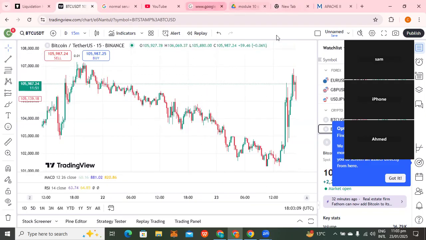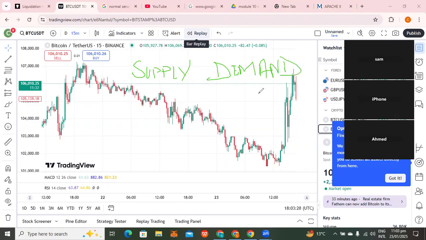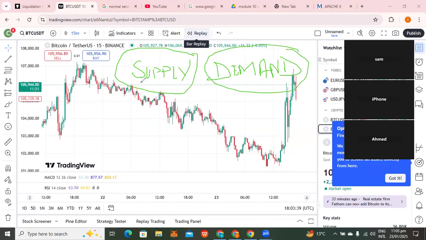For that, I'm going to have a recap of the concept called supply and demand. As I've already told you, supply and demand is just a fancy word. Supply is S for sellers, so supply is where sellers are sitting, where a lot of sellers are active. And demand is basically where a lot of buyers are active.